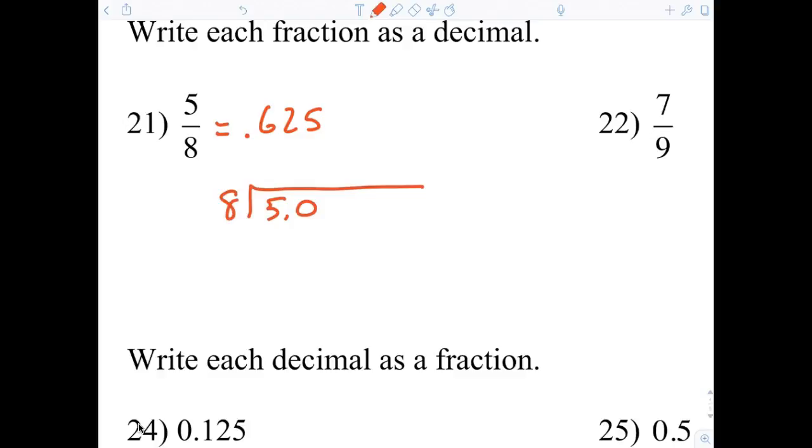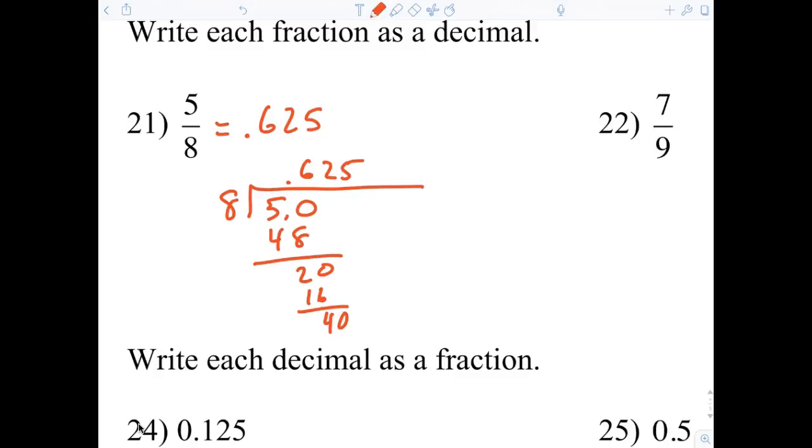How many times is 8 going into 50? 6 times. We're left with 20. 8 goes into 20 2 times. And then we have 40. 8 goes into 40 5 times. Everybody see that, right? All right, but again, those are the things I would want you to know.